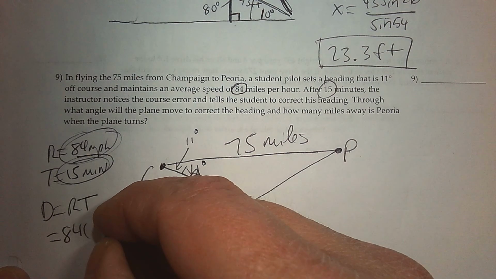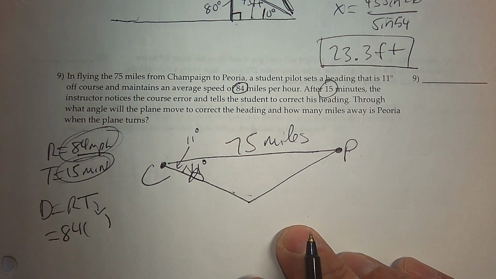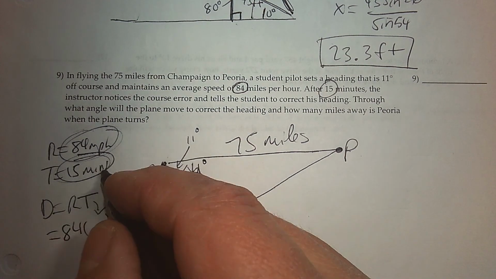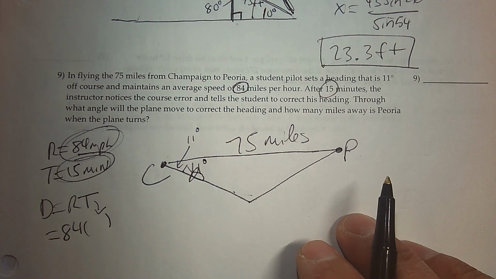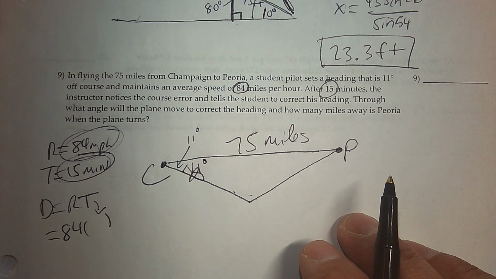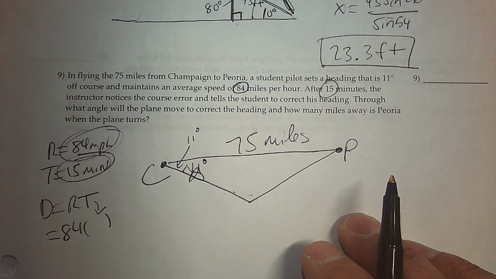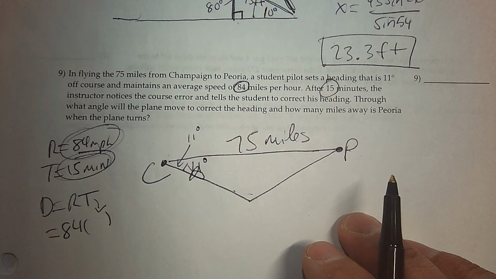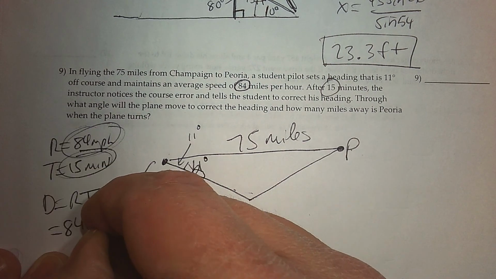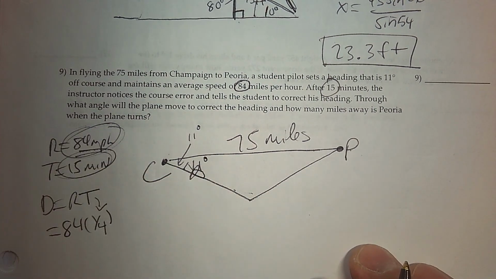And the time. Now, the issue with the time is the speed is in miles per hour, and yet the time is in 15 minutes. I need it to be the same unit. It can't be 2 different ones. So I'm going to change it to hours, and you know this. What part of an hour is 15 minutes? So I'm going to take my calculator, go 84 times a quarter. How many miles did the plane go before it turned?